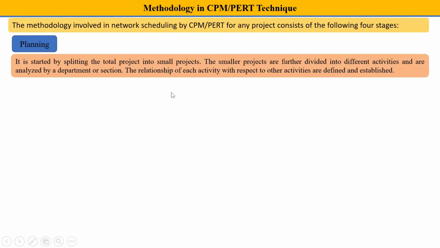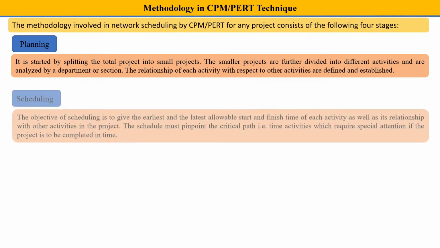Okay, what is the methodology used in CPM and PERT that is common between them? There are 4 stages. First one is planning. It starts by splitting the total project into small projects. The smaller projects are further divided into different activities and are analyzed by department or section. The relationship of each activity with respect to other activities is defined and established. That means the big project is divided into small projects, and then those are divided into activities.